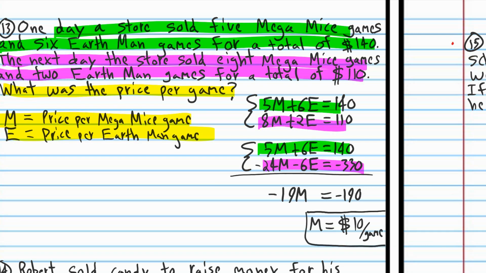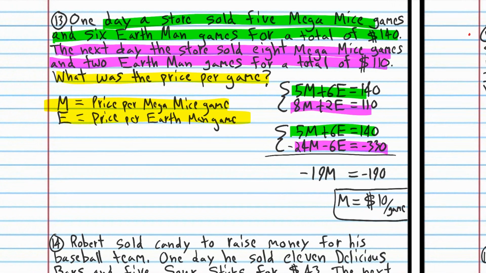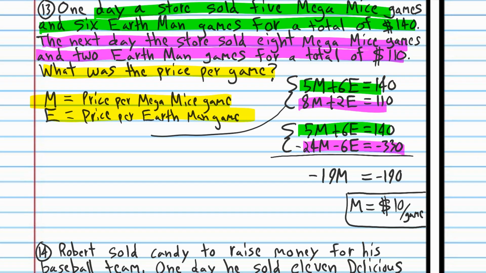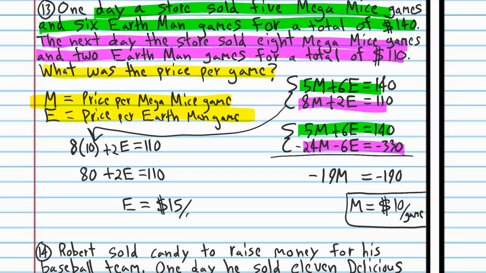Technically, it'd probably be better to write $10 per Mega Mice game, but I don't have the time to write that. Okay, so we can use one of these equations to find the price per Earthman game. I'm just going to use the bottom equation. So 8 times 10 plus 2E is equal to 110. 8 times 10 would just be 80. Two-step equation, subtract 80 from both sides. And we get 30 divided by 2, and we get $15. So $15 for each Earthman game.